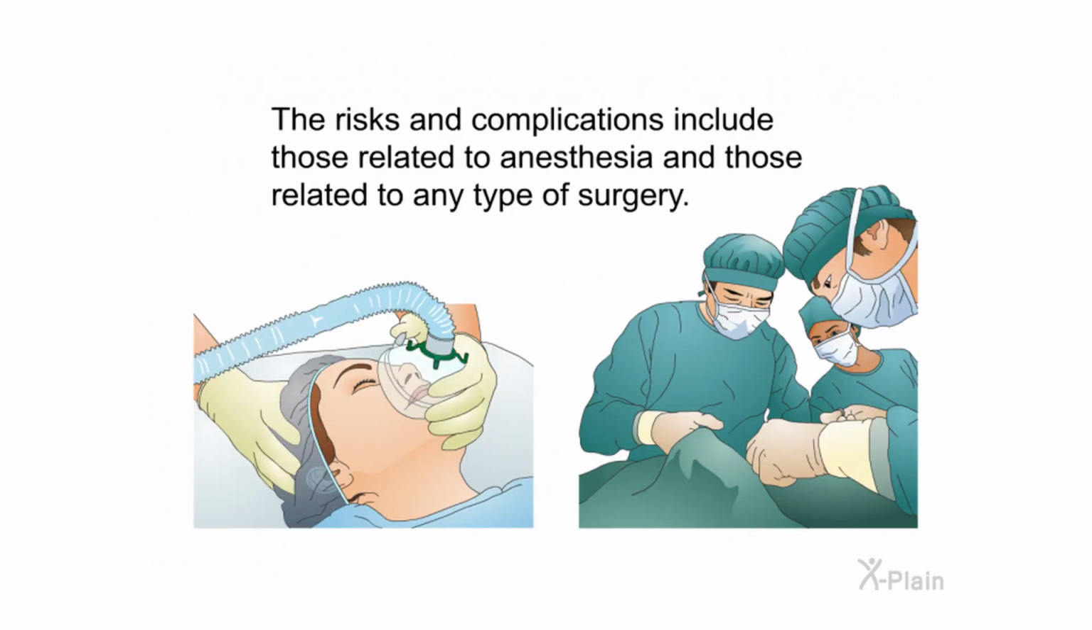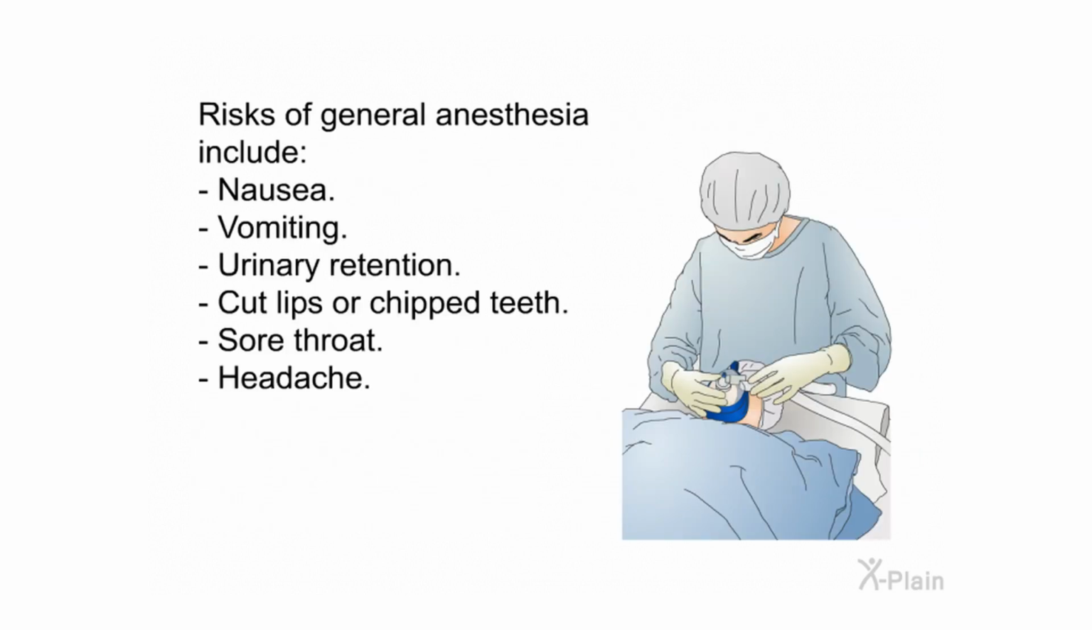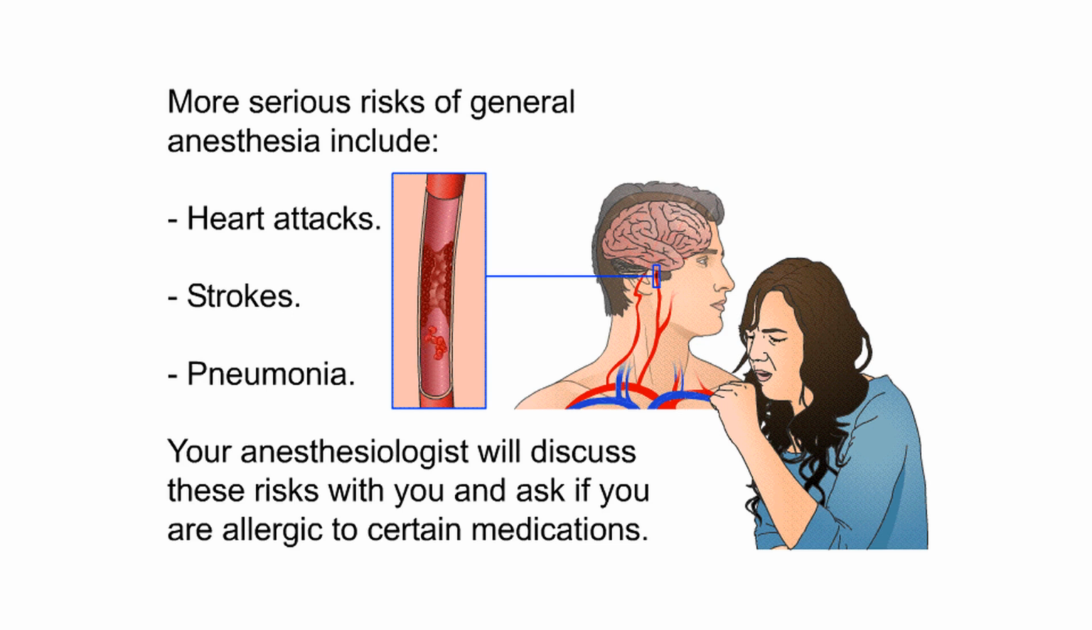The risks and complications include those related to anesthesia and those related to any type of surgery. Risks of general anesthesia include nausea, vomiting, urinary retention, cut lips or chipped teeth, sore throat, headache. More serious risks of general anesthesia include heart attacks, strokes, pneumonia. Your anesthesiologist will discuss these risks with you and ask if you are allergic to certain medications.